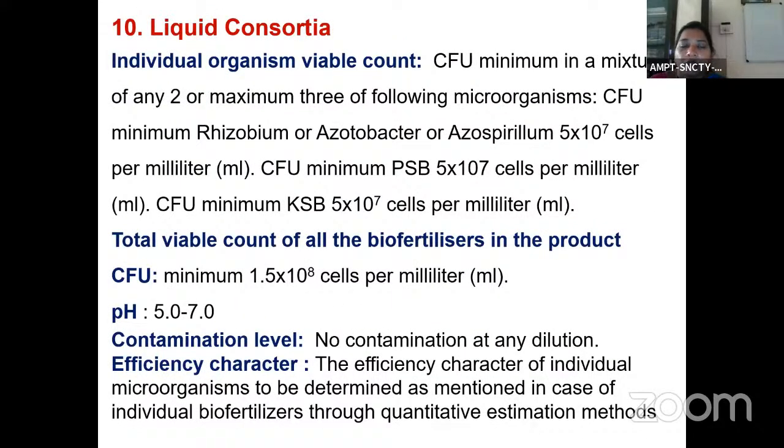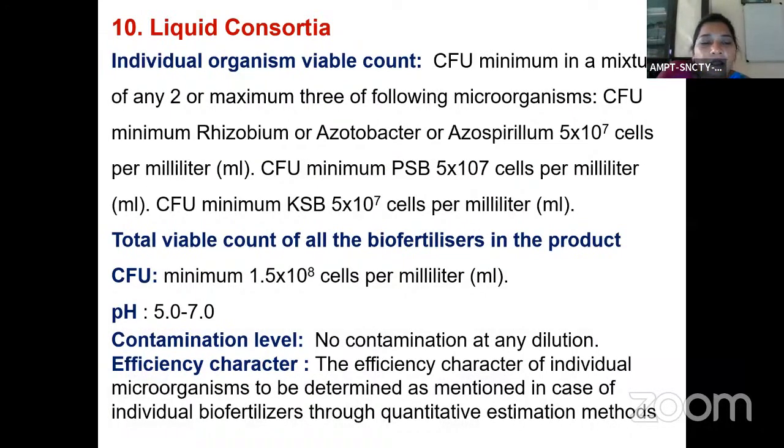Then liquid consortium: the liquid biofertilizers can be prepared by using different cell protectants. We can use 1% PVP solution or trehalose solution or glycerol as cell protectants. By producing these liquid biofertilizers, we can improve the shelf life to 1 year to 2 years, and we can reduce the maintenance of carrier-based products, because if you use the carrier-based biofertilizer, the shelf life is very less. That's why nowadays in the market, they are popularizing the liquid biofertilizers.